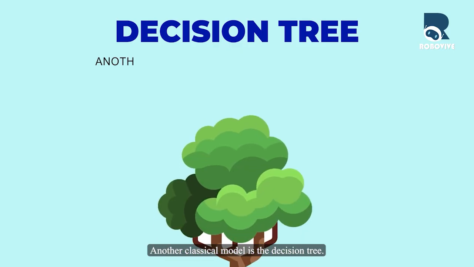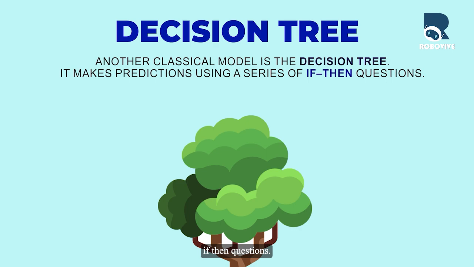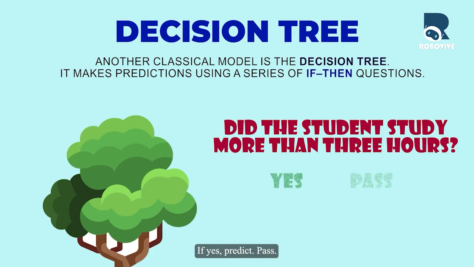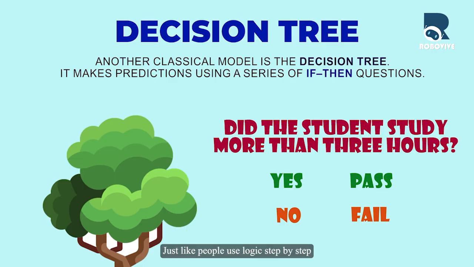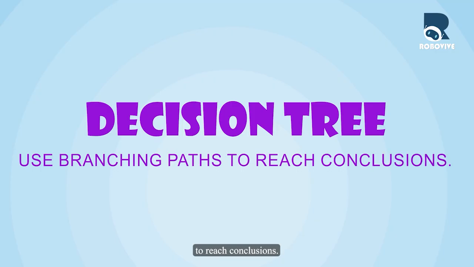Another classical model is the decision tree. It makes predictions using a series of if-then questions. For example, did the student study more than 3 hours? If yes, predict pass. If no, predict fail. Just like people use logic step by step, decision trees use branching paths to reach conclusions.